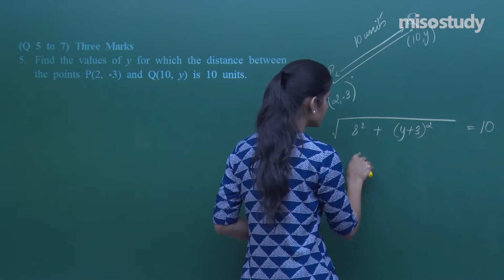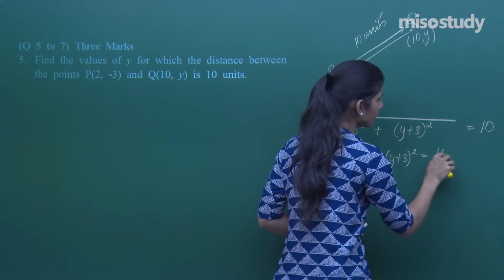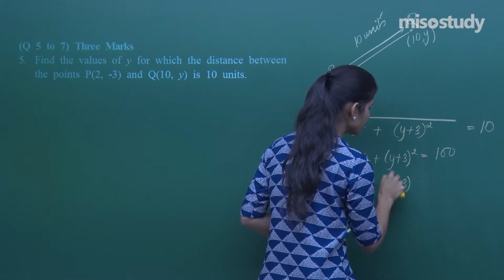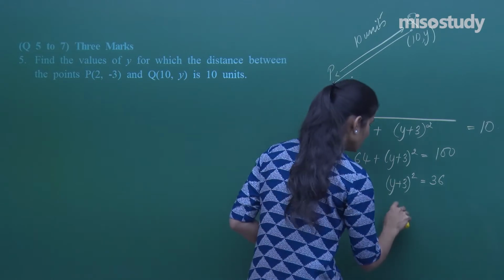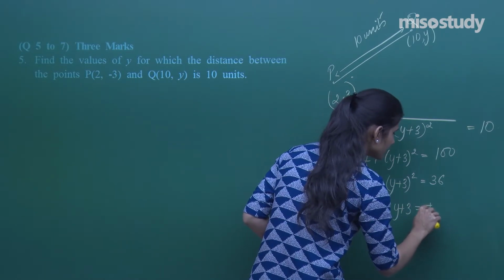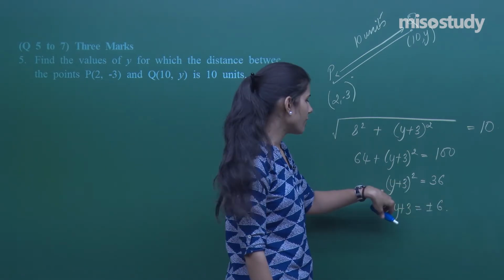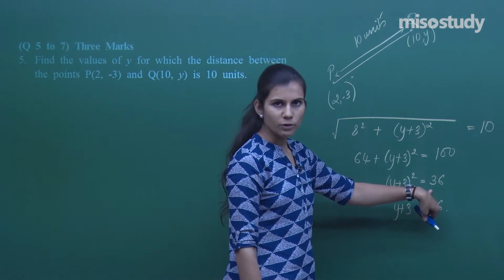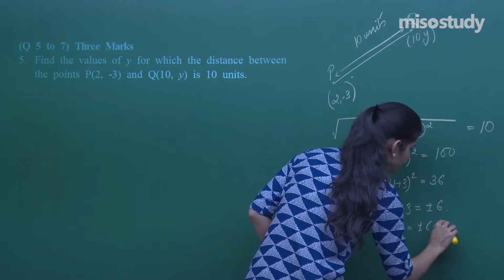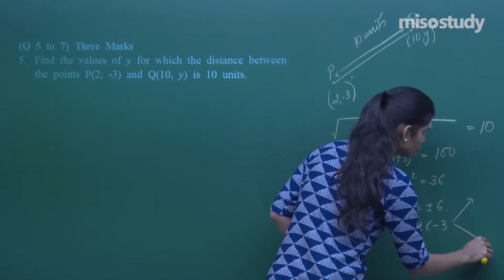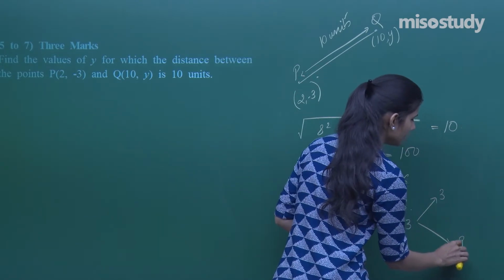Squaring both sides gives you 64 plus (y plus 3) whole square equals 10 square, which is 100. So you get (y plus 3) whole square is equal to 100 minus 64, which is 36. So you get y plus 3 is equal to plus minus 6, because you just square root, you take both sides. So y plus 3 is equal to plus minus square root of 36, which is 6. So y is equal to plus minus 6 minus 3. This gives you two values of y, 6 minus 3, which is 3, and minus 6 minus 3, which is minus 9.